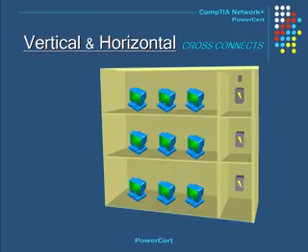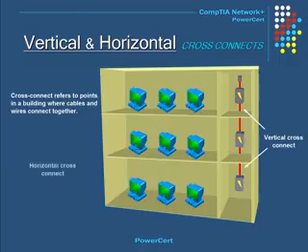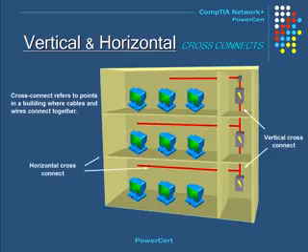The term cross-connect refers to points in a building where cables and wires connect together. So a vertical cross-connect is the main backbone that runs vertically and spans between floors. And a horizontal cross-connect is where cables are run horizontally from cable closets to wall outlets.